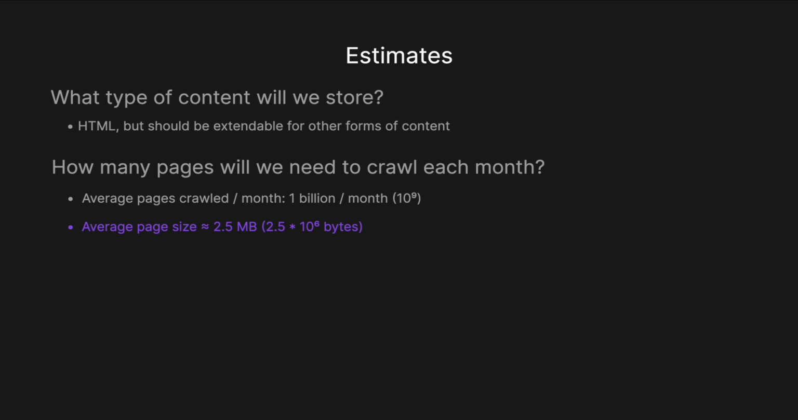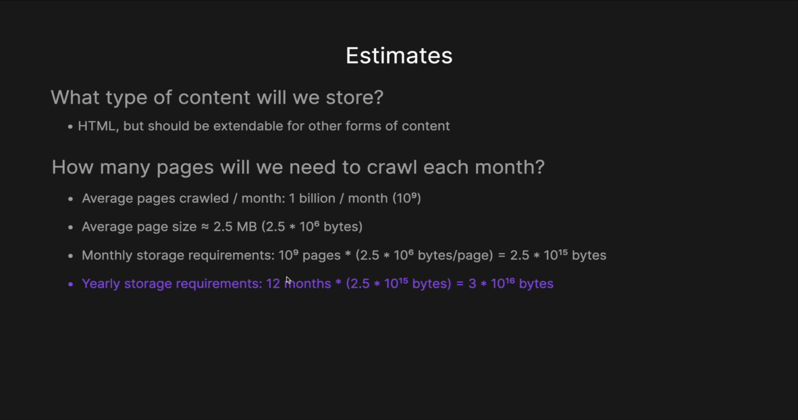Now that we know this, we can do some rough estimates on storage capacity. If we know the average page size nowadays is between 2 and 3 megabytes, say roughly 2.5 megabytes, we can do some quick calculations. Our monthly storage is going to be 10 to the power of 9, so 1 billion pages, multiplied by 2.5 times 10 to the 6, that's 2.5 megabytes per page. If you remember your exponents, we've got 2.5 times 10 to the power of 9 times 10 to the power of 6. We can just add the exponents, which gives us 9 plus 6, 15. So we've got 2.5 times 10 to the power of 15 bytes. That's our monthly storage requirement.